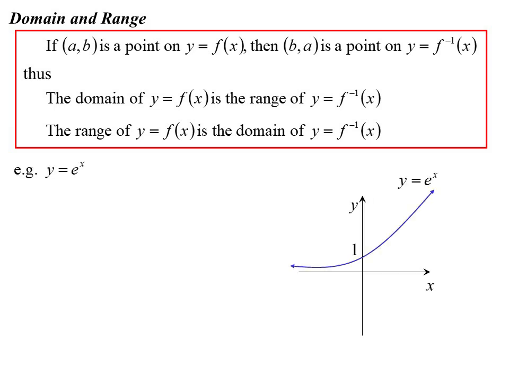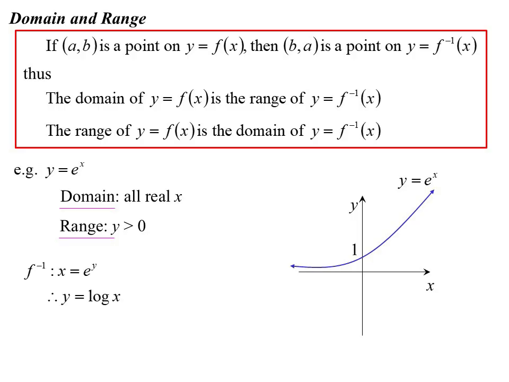Well, here's one we've been looking at recently. y equals e to the power of x, which we know looks like that. Its domain's all real x. Its range is y is greater than 0. We've also seen that the inverse function of that is the natural log of x. And the domain of that is x is greater than 0. The range and the domain do indeed swap around. And the range is all real y. Again, yes, they swapped around.